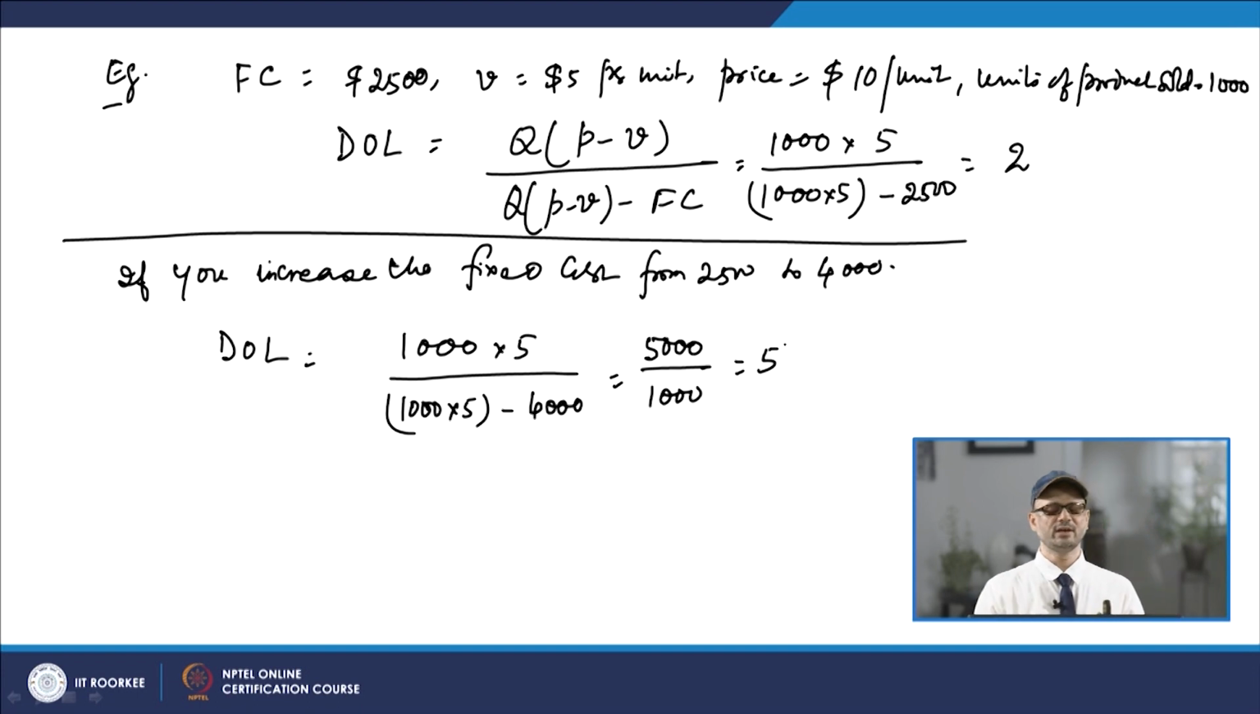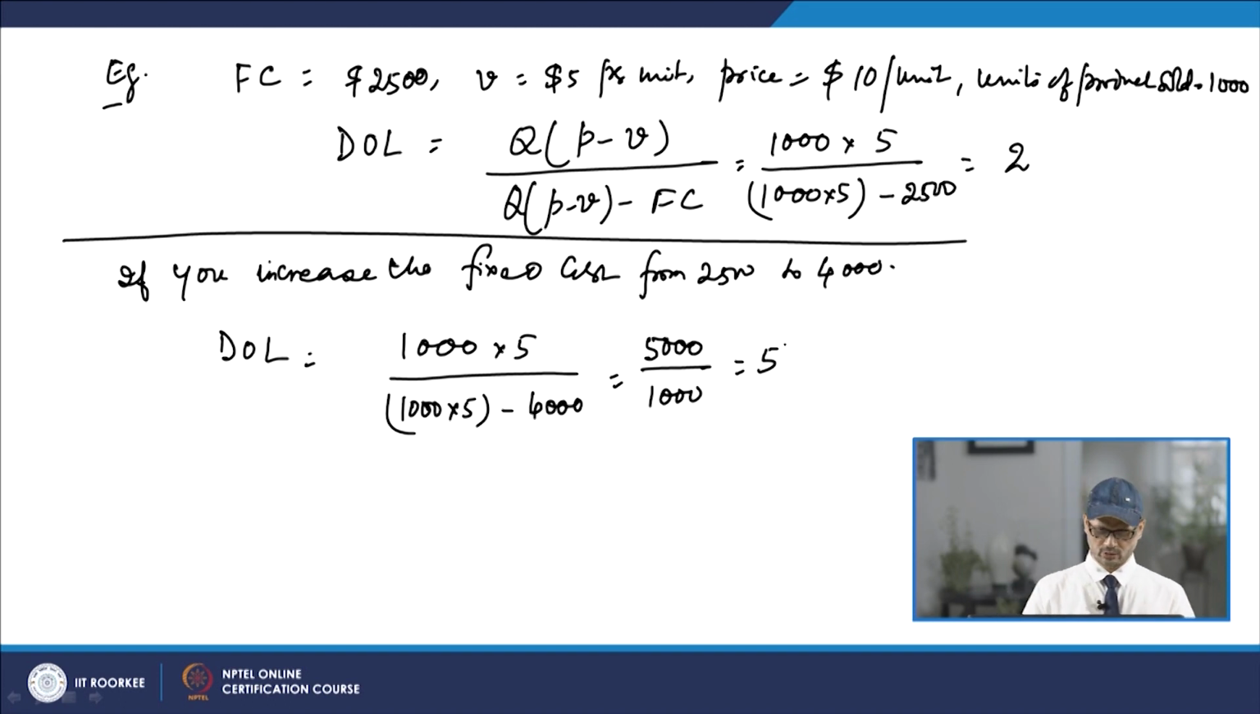Now, you see that with the increase of this fixed cost, your degree of leverage has become more. So, it means that if there is a 1% change in the sales, then there will be a 5% change in the operating income. These are the chances, but then there are risks involved in it.